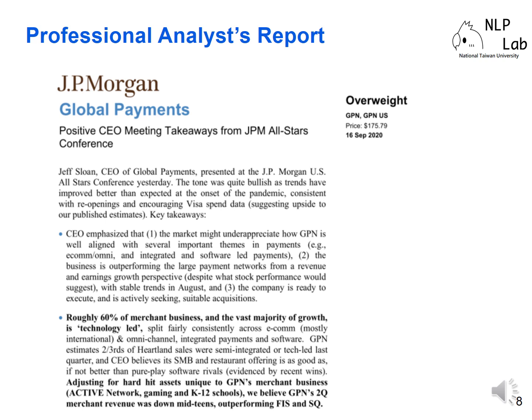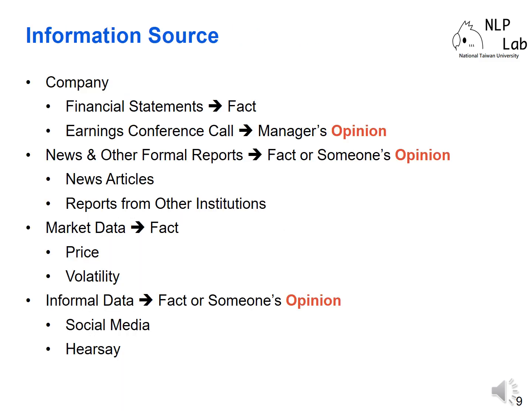In order to write down the rationale, many kinds of information sources will be considered. Here are some common information sources. We can find that some are the opinion of someone, and some are facts that already happened. As we mentioned, professional analysts connect all the facts and opinions to get the full picture.